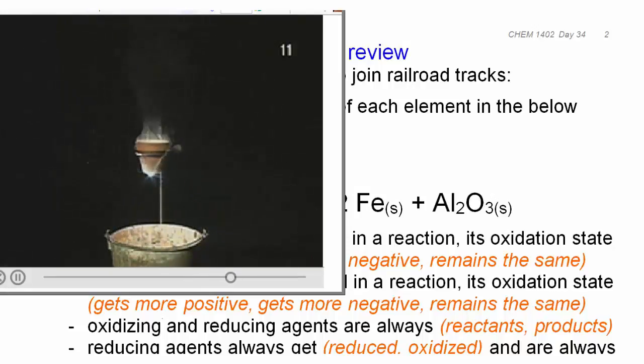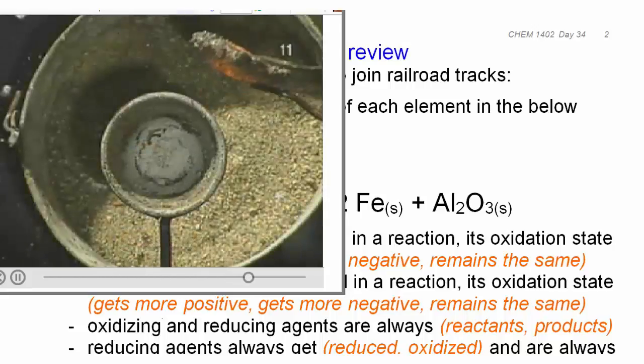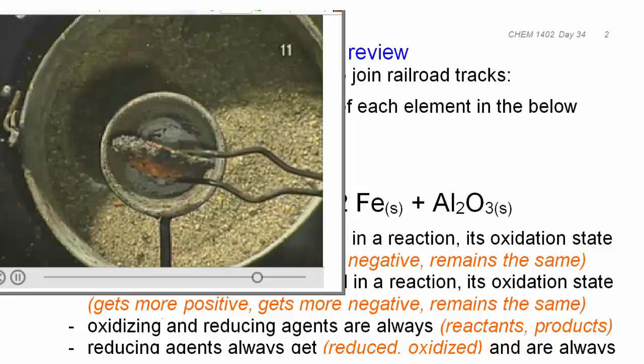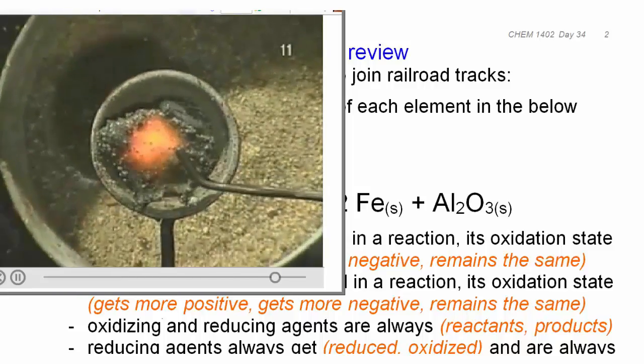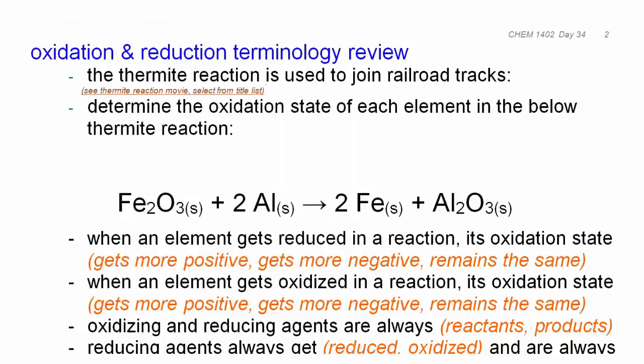Some of the molten iron has flowed out through the bottom of the flower pot into the bucket of sand. So electrochemical reactions can be very energetic, but this is the thermite reaction. Determine the oxidation state of everything in there.